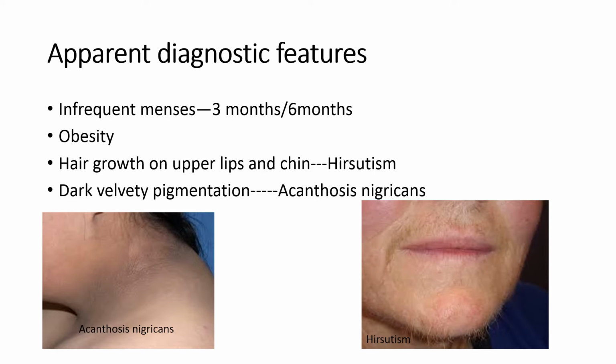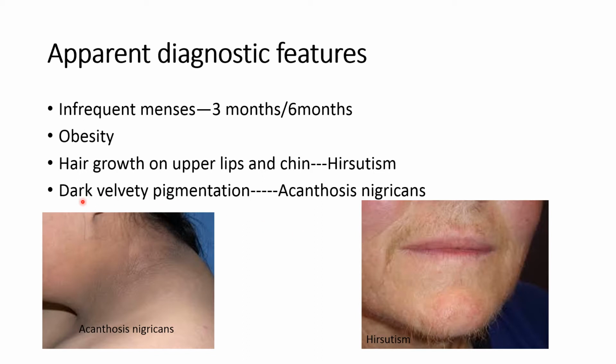So if a female is obese, has infrequent menses, and has hair growth on the upper lip and chin, that is called hirsutism. These are androgen-dependent hairs. We know these hairs on lips and chins are only present in males because they have androgens, a dominant hormone in their body. These hairs and their follicles are sensitive to androgens. So it means there are a lot of androgens in females, and they are causing these hairs to grow in females also.